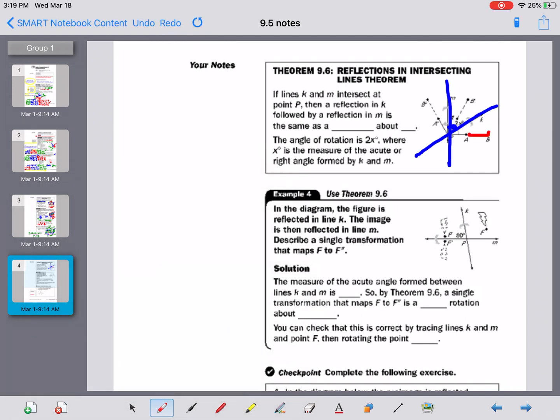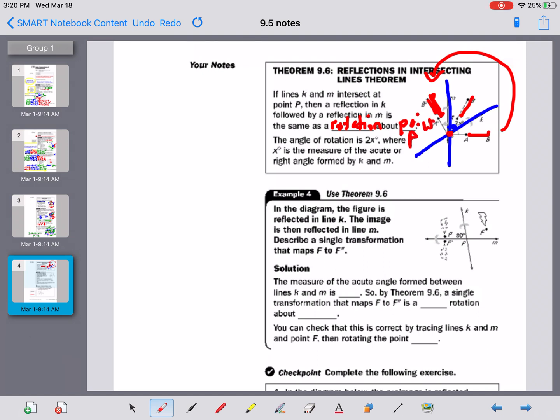And what our theorem says is if we went from here all the way to here, it's the same as a rotation. I don't know if I can write this tiny on this line. Rotation in here. And it's going to be about point P. Now point P is where my two lines intersect there. There's my point P. Good luck reading that one.